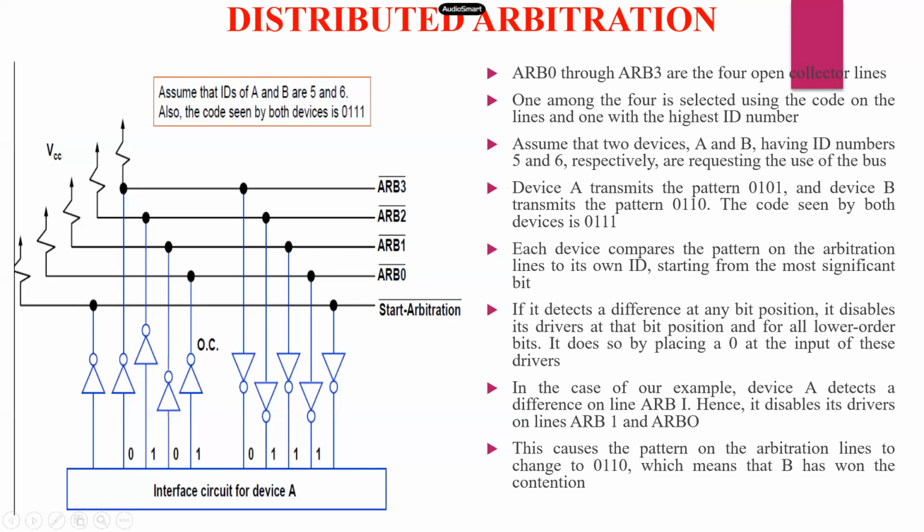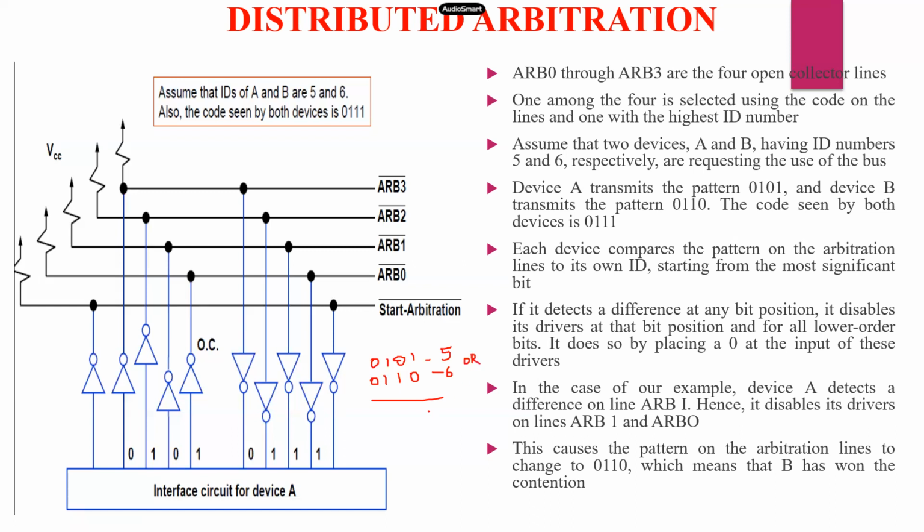So how do we get that code 0111? 0, 1, 0, 1 is 5. Then 0, 1, 1, 0 is 6. So number 5, number 6. Now you apply the OR gate operation.